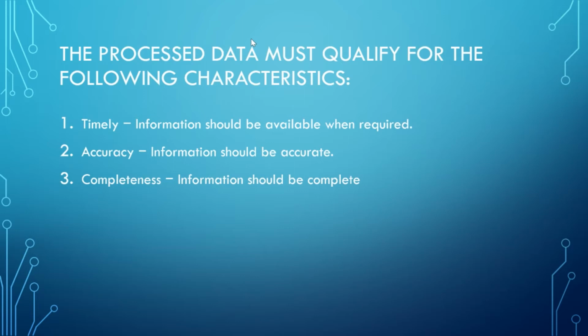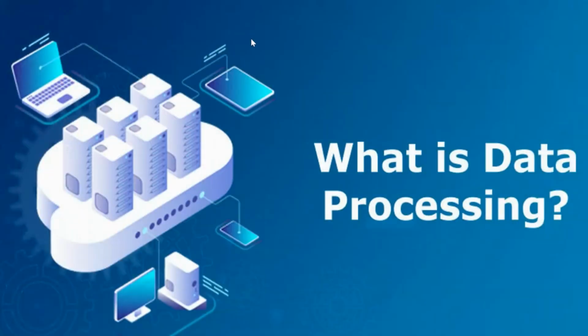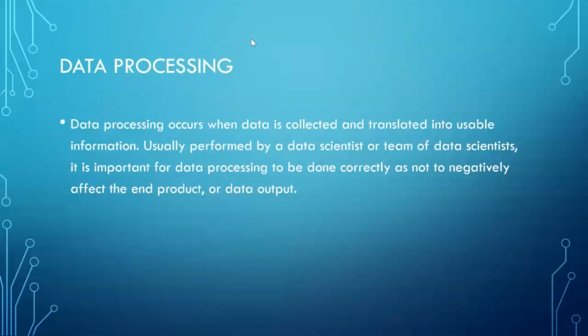Information. Okay. Okay, let's proceed to what is data processing. Well, data processing occurs when data is collected and translated into usable information, usually performed by a data scientist or a team of data scientists. It is important for data processing to be done correctly as not to negatively affect the end product or data output.